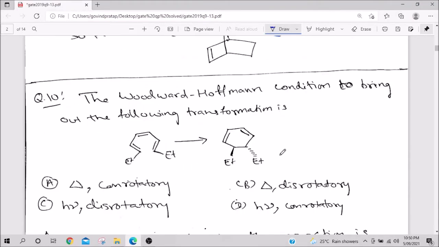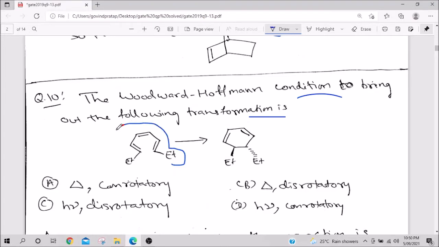The next one says the Woodward-Hoffmann condition to bring about the following transformation. So you see here it is the open chain system. Whenever you count how many electrons are there in a pericyclic reaction, you have to see the open chain system and not the cyclic system. So this one is open chain and this is a pericyclic reaction, basically an electrocyclic rearrangement, and you are getting this product. So one ethyl is going towards the viewer and one ethyl is going away from the viewer, and you have to find out whether it is happening under thermal condition or photochemical condition.